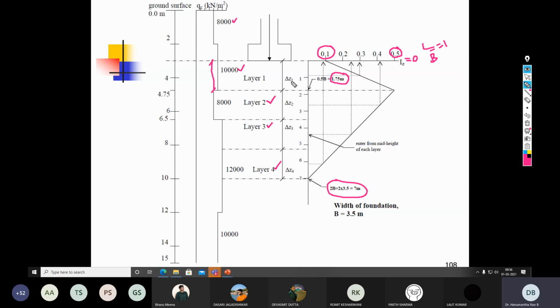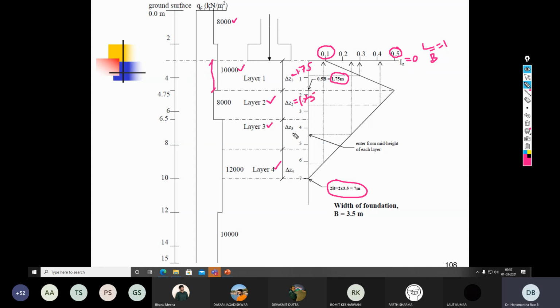So I have indicated layer 1 as delta Z1, layer 2 as delta Z2, layer 3 as delta Z3, layer 4 as delta Z4. So my thickness of delta Z1 is 1.75 meter. So thickness of delta Z2 is how much? Anybody can tell me? What is delta Z2? It is 6.5 minus 4.75.